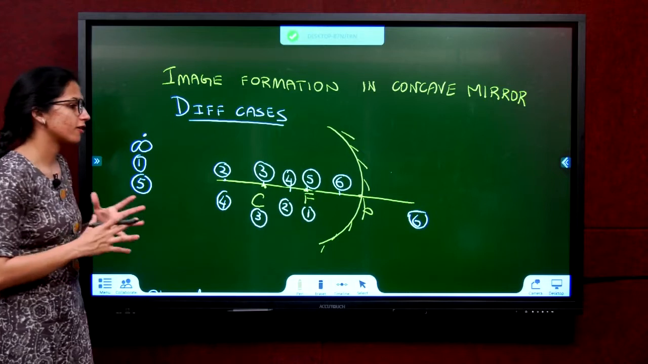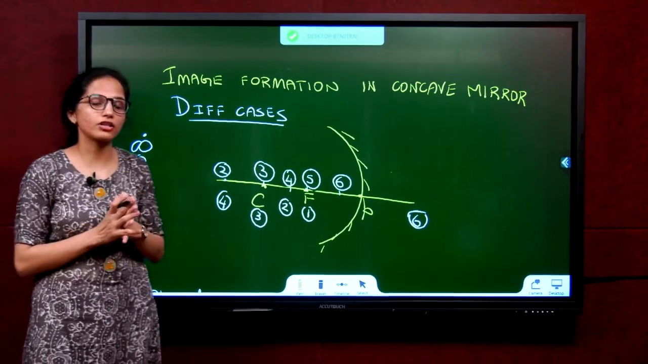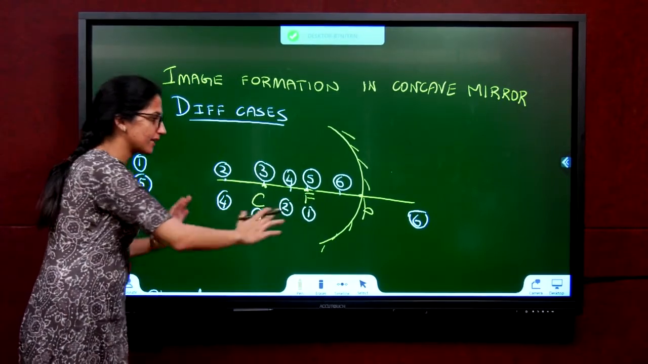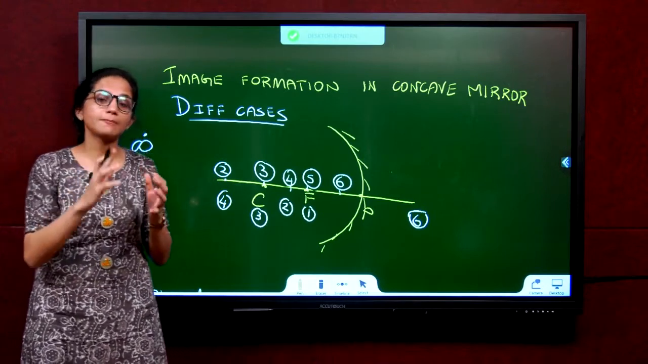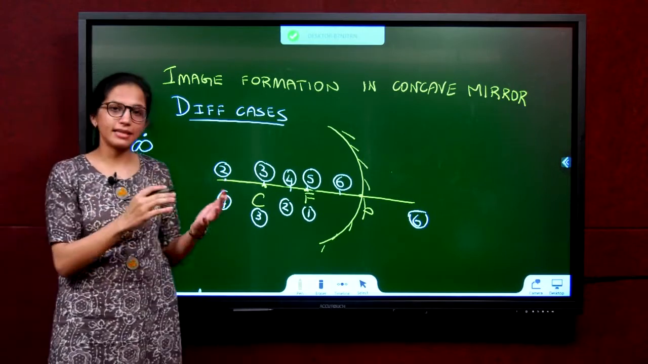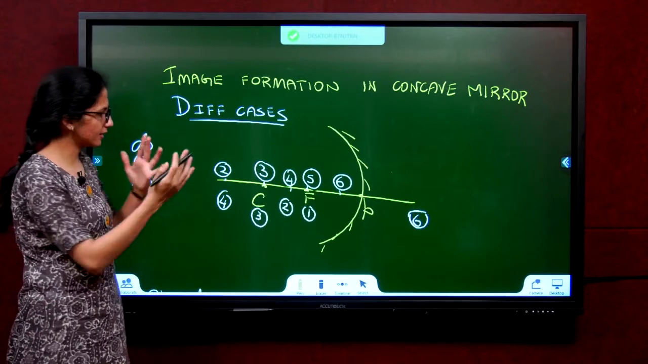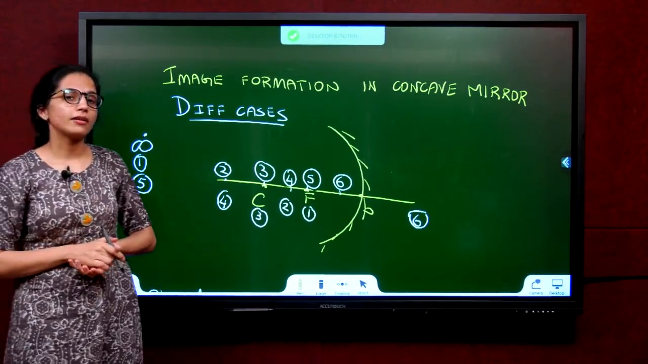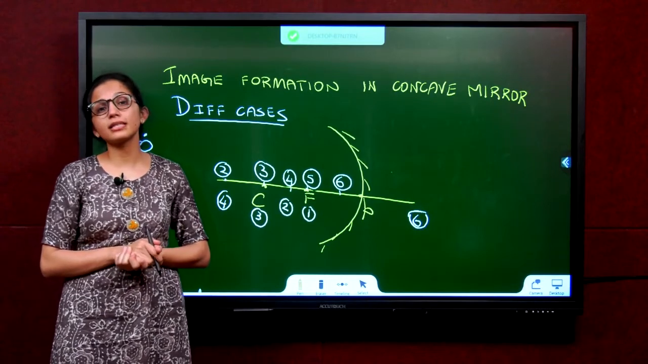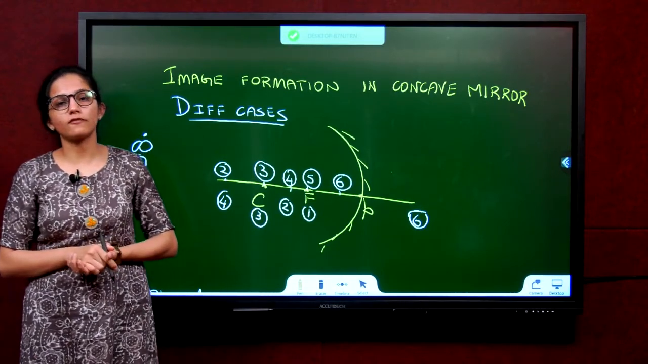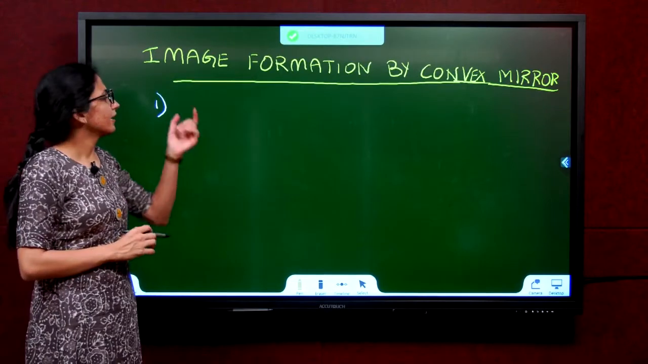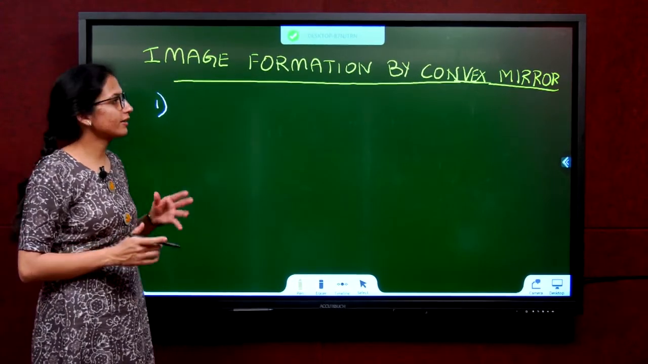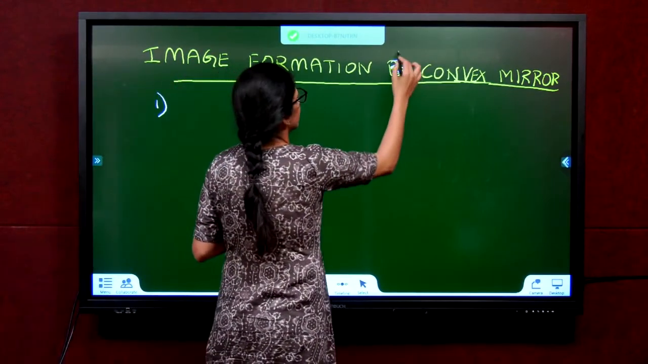So these are the 6 cases we had to study. The same table is given in your textbook explaining all the 6 cases in one table. You can by-heart the table. The same thing I have explained in the single diagram as well. Now the next topic that we're going to move on to is image formation by convex mirrors.